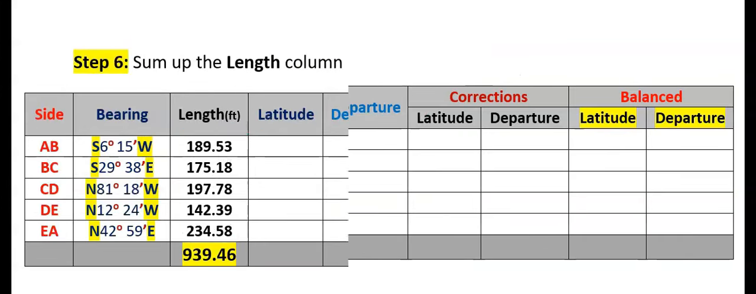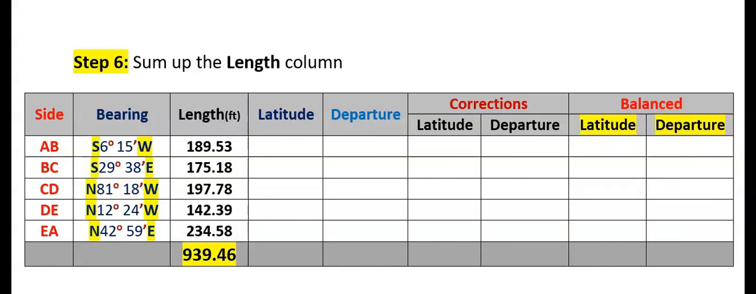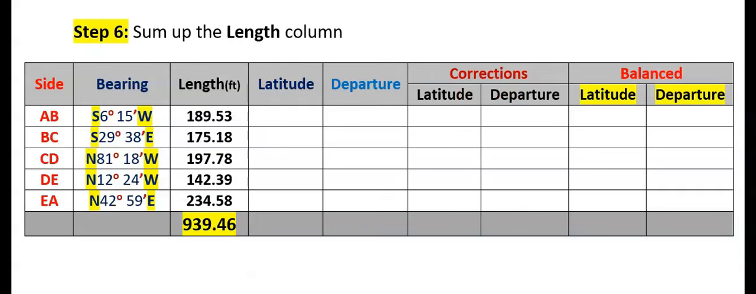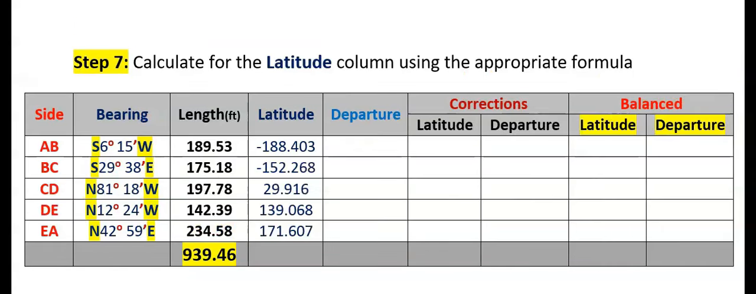Next, step number 6, sum up the length column, that is, A to B is added to B to C, is added to C to D, is added to D to E, and is added to E to A. And this will give you a sum of 939.46. You call this total capital L subscript T, where the T is the total of the length. Next, step number 7, calculate for the latitude column using the appropriate formula.